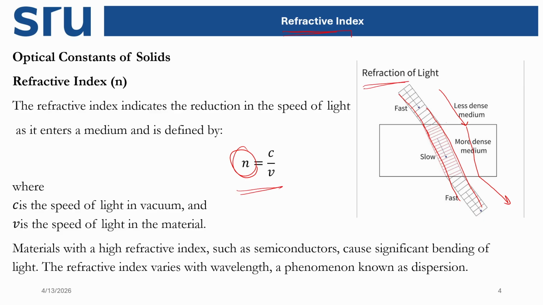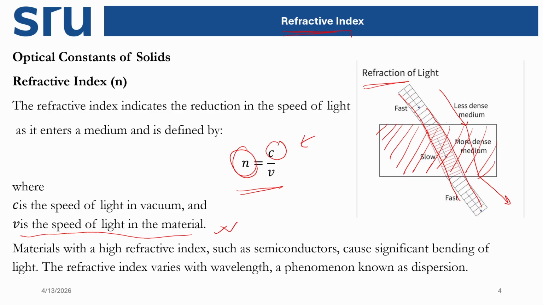We measure it using the value n, where c is the speed of light in vacuum, meaning no medium is there, only vacuum. The speed of light measured there is the maximum speed. Then inside the material, we take the speed of light while it is traveling inside the material. When we divide these two terms, we get the refractive index. That's how we calculate the refractive index.